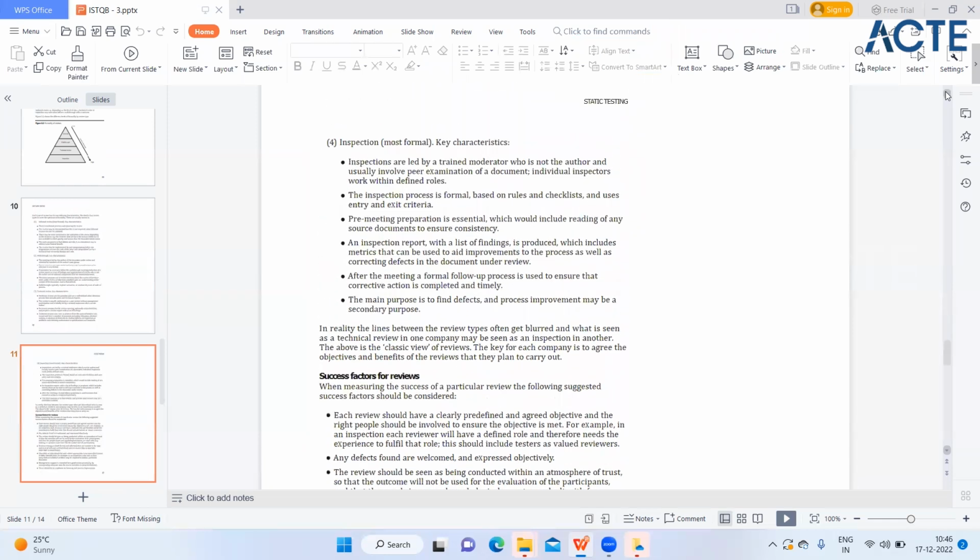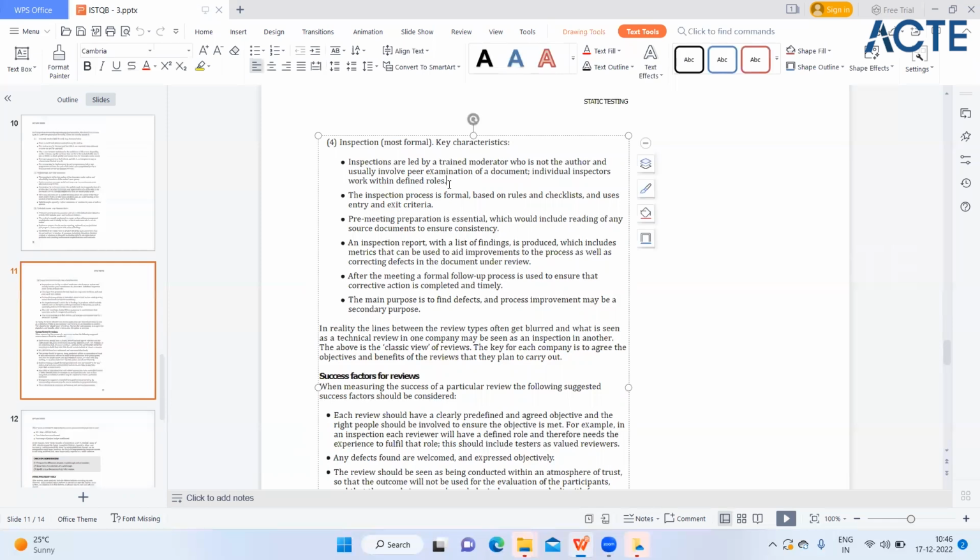Now the most formal, which is inspection. So inspections are led by a trained moderator who is not the author and usually involve peer examination of documents. Individual inspectors work within defined roles. So in the inspection, there will be multiple individual inspectors. The inspection process is formal, based on rules and checklists, and uses entry and exit criteria.